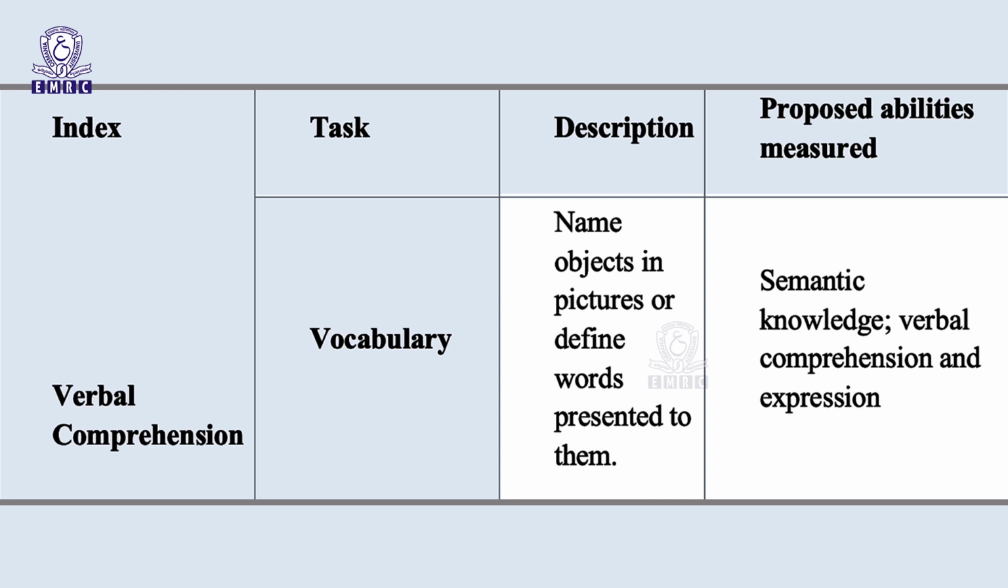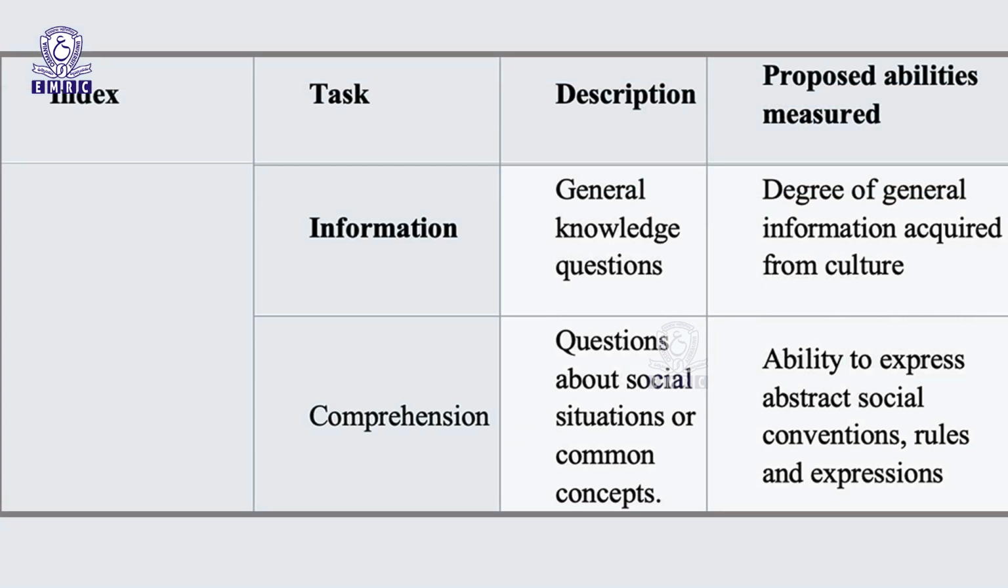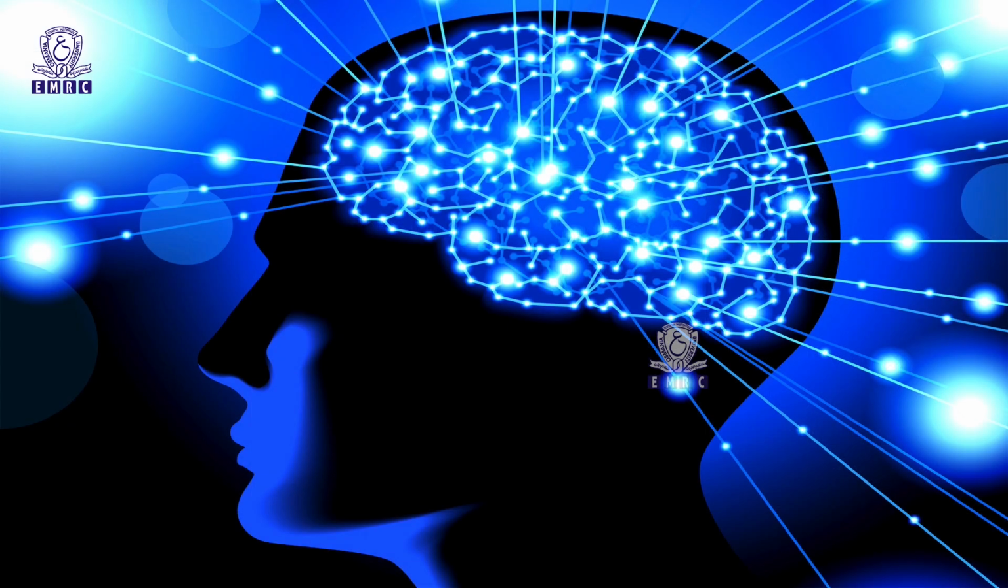This measures semantic knowledge, verbal comprehension, and expression. The information task focuses on general knowledge questions. It measures the degree of general information acquired from culture, and the comprehension task has questions focusing on social situations or common concepts. It measures the ability to express abstract social conventions, rules, and expressions. With the help of verbal ability, we can measure an individual's intelligence, taking into consideration the socio-cultural context.